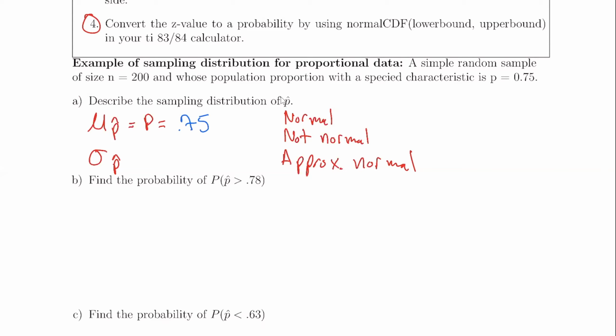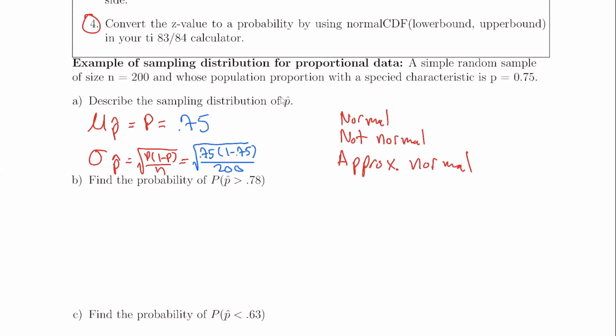Okay, let's do sigma of p hat. Sigma of p hat is equal to the square root of p times 1 minus p, divided by n. So this one is going to be the square root of 0.75 times 1 minus 0.75, all divided by n, which is 200. Any questions so far? I got the square root of 0.75 times 1 minus 0.75 divided by 200.